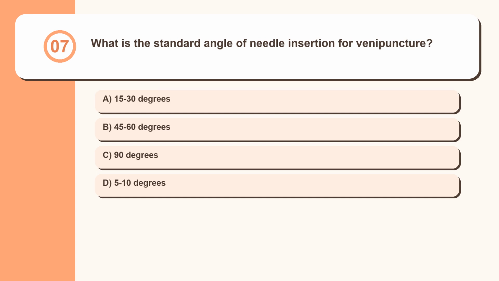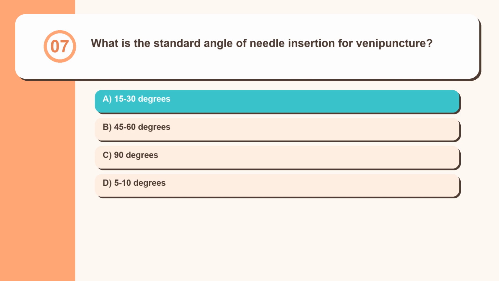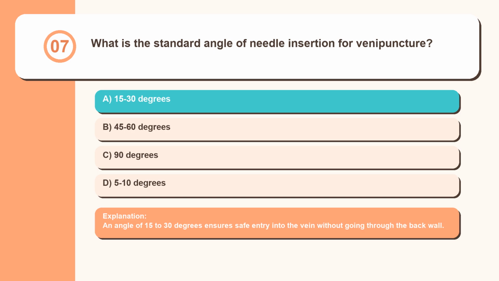Question 7. What is the standard angle of needle insertion for venipuncture? 15 to 30 degrees, 45 to 60 degrees, 90 degrees, 5 to 10 degrees. An angle of 15 to 30 degrees ensures safe entry into the vein without going through the back wall.